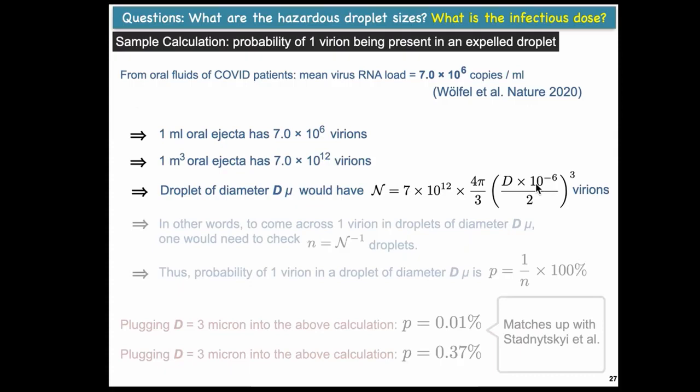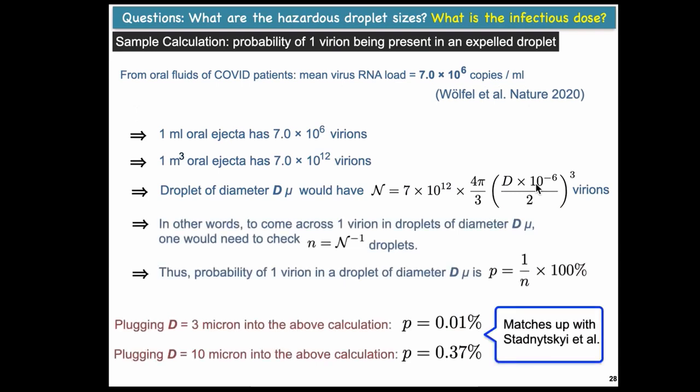And hence, a droplet that is being formed from that ejecta, if it is of size d microns, then this capital N would be the number of virions embedded in that droplet. In other words, to come across one virion in these droplets of d micron size, we have to test N inverse number of droplets. And we can put this in terms of probability as 1 over small n percentage. So this 1 over small n, or the p function over here, is a function of the size of the droplet d. If we plug in the value of d into that equation, we can see that p is 0.01% for 3 micron size and 0.37% for 10 micron size, which matches almost exactly with the numbers that were reported in the other article.